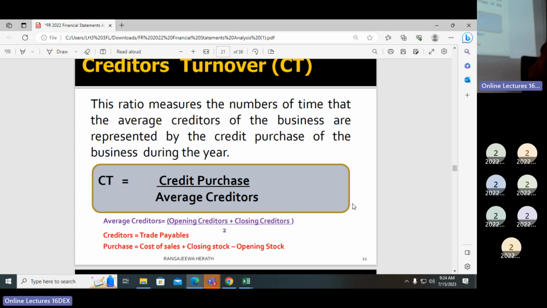Opening stock plus purchases minus closing stock is the cost of sales. We have cost of sales in the statement of profit or loss. So you can adjust the opening and closing stock, a backward calculation. Cost of sales plus closing stock minus opening stock gives you the purchases. And assume all purchases are made on credit. That is how we should make this calculation.